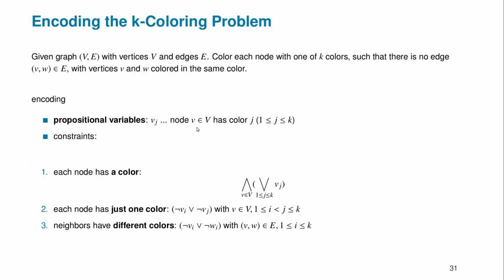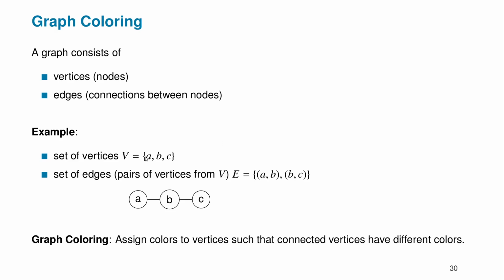And in particular, this is challenging when we have only a restricted number of colors. So if we have k colors. And now we want to express this problem in propositional logic. We are given a graph with vertices V, as I said, and E, which is also a set of edges. Like we had in the example, we have vertices A, B, C and edges AB and BC.